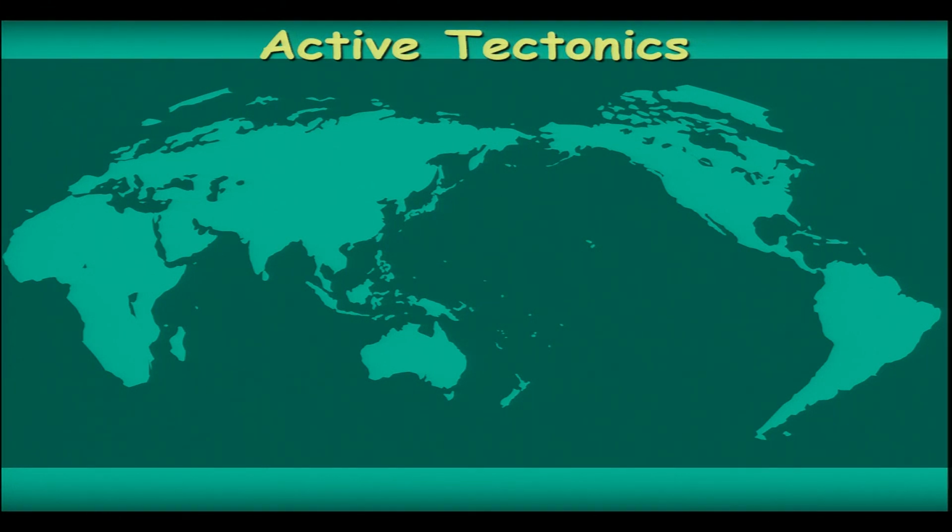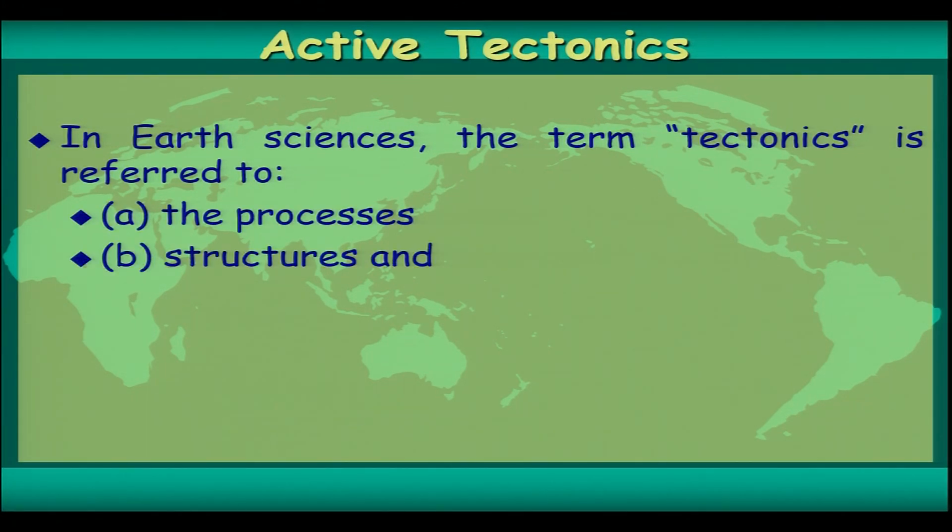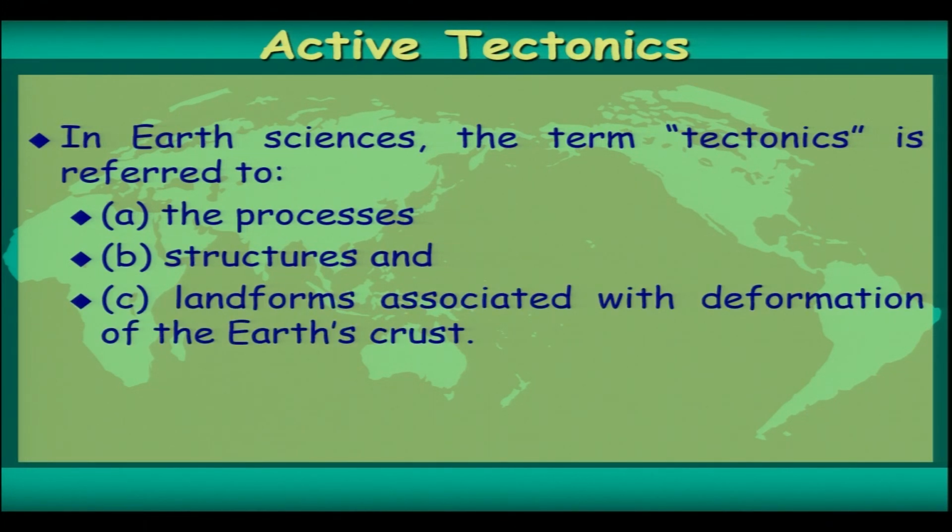Now, coming to some terminologies which are going to be important for us in active tectonics. These are what we are talking about, the tectonic movements. Active tectonics: in earth sciences, the term tectonics refers to the processes, structures, and the landforms associated with the deformation of the earth's crust.